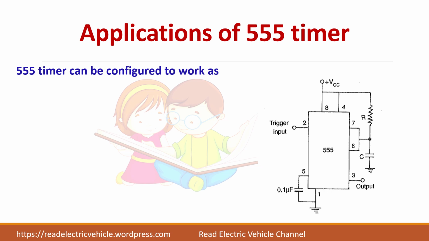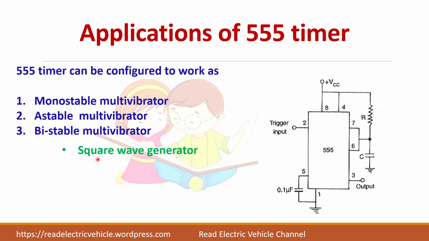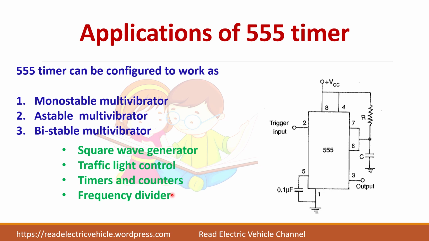The 555 timer can be configured to work as a monostable multivibrator, astable multivibrator or bistable multivibrator. By using these configurations, you can make it work as a square wave generator, traffic light controller, timers and counters, frequency dividers.